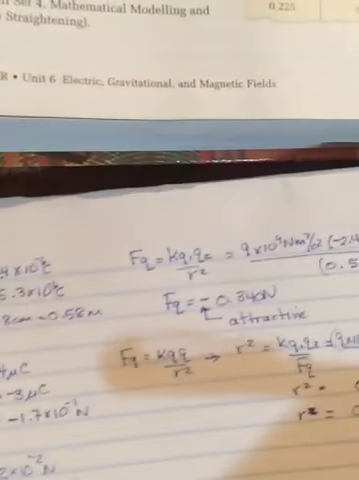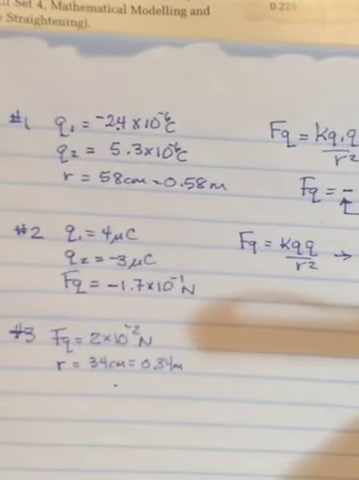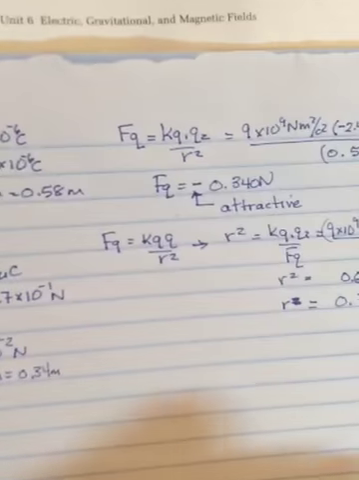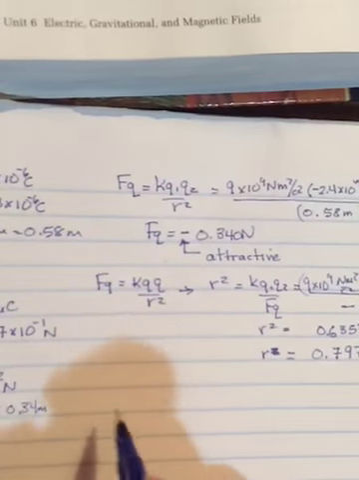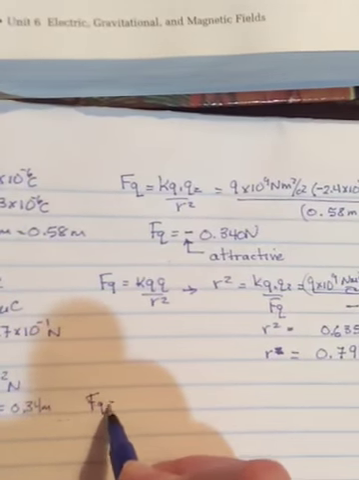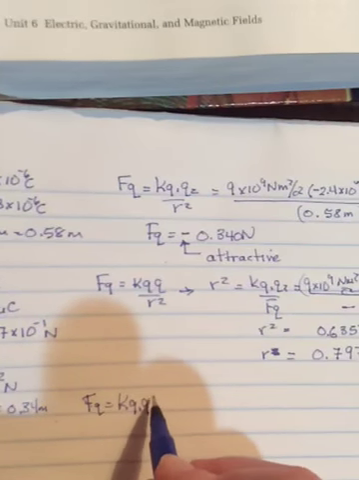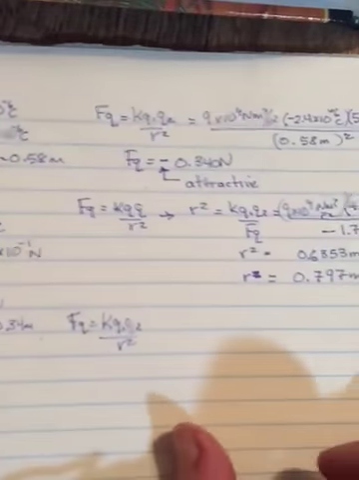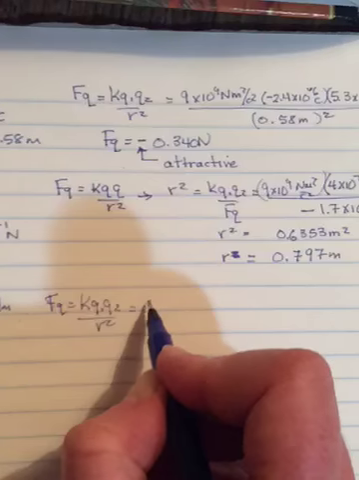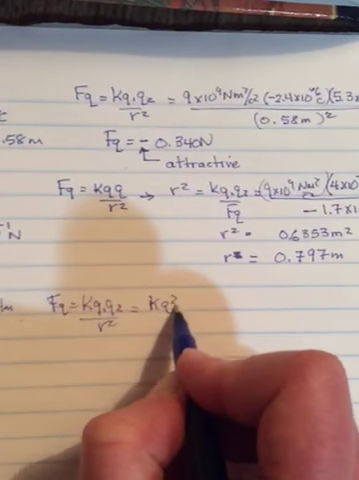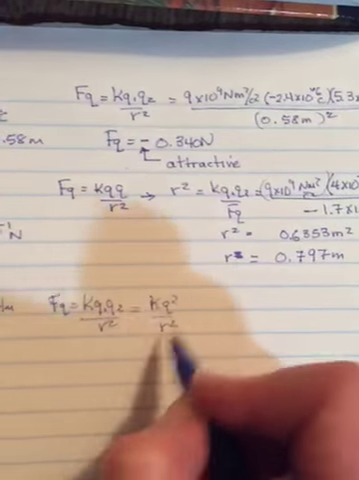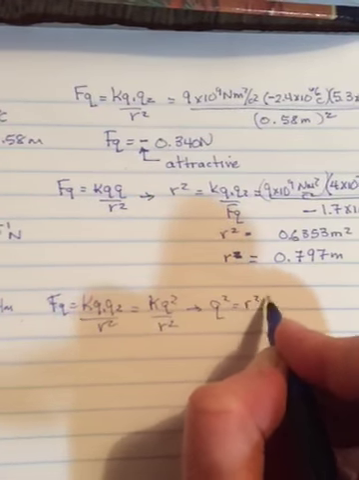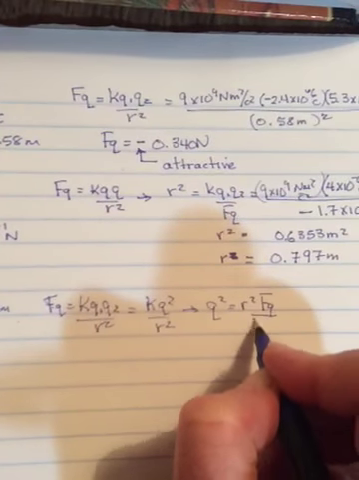and it wants to know what's the magnitude on each charge. In other words, how big are they? Not if they're positive or negative, but just how big the Q's are. So we know FQ is equal to KQ1Q2 over R squared. But if they're identical, then you could write this as KQ squared over R squared, and then rearrange for the Q. So it'll be Q squared is equal to R squared FQ over K.